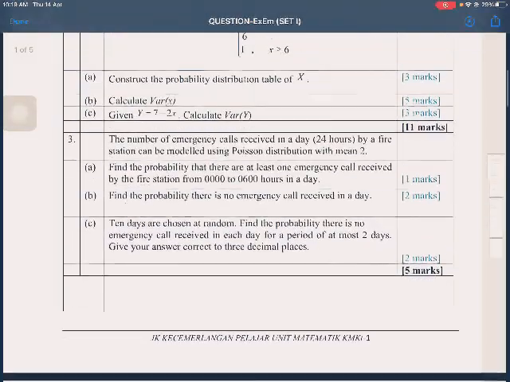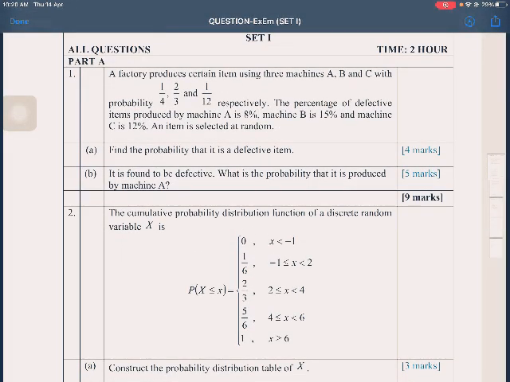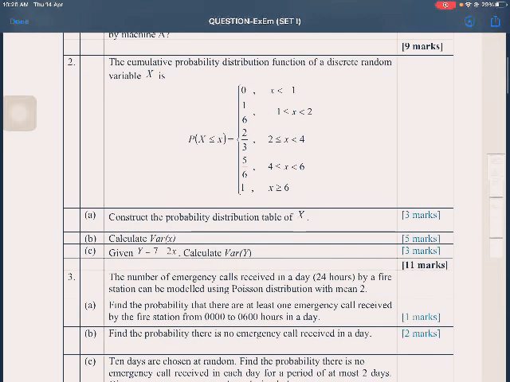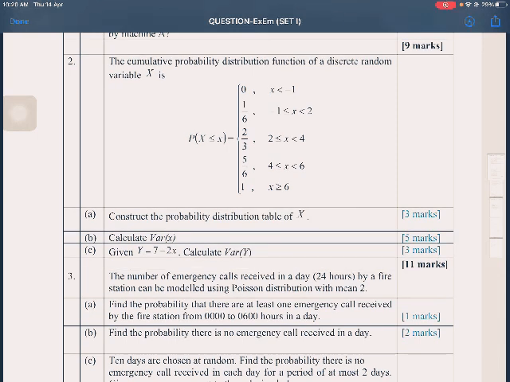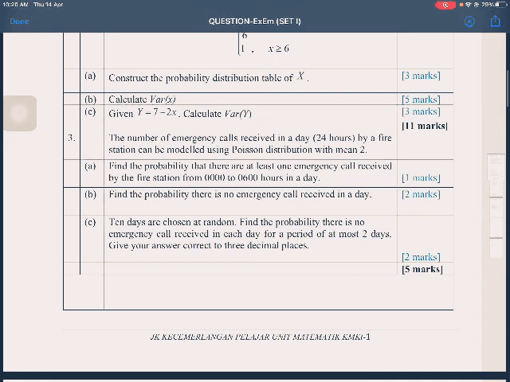So first of all, if you look at question 1, we can see this question is about probability, from chapter 8. For question 2, the cumulative probability distribution function of a discrete random variable X, this question is about chapter 9, random variable. And for question 3, the number of emergency calls received in a day for 24 hours, it's about chapter 10, special probability distribution. So for part A, we have 3 chapters: probability for question 1, random variable for question 2, and special probability distribution for question 3.